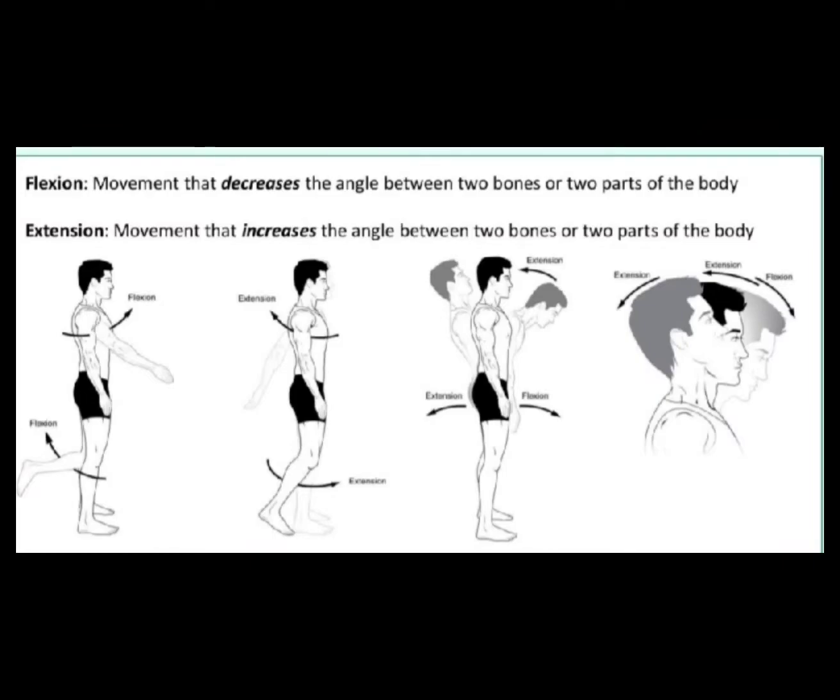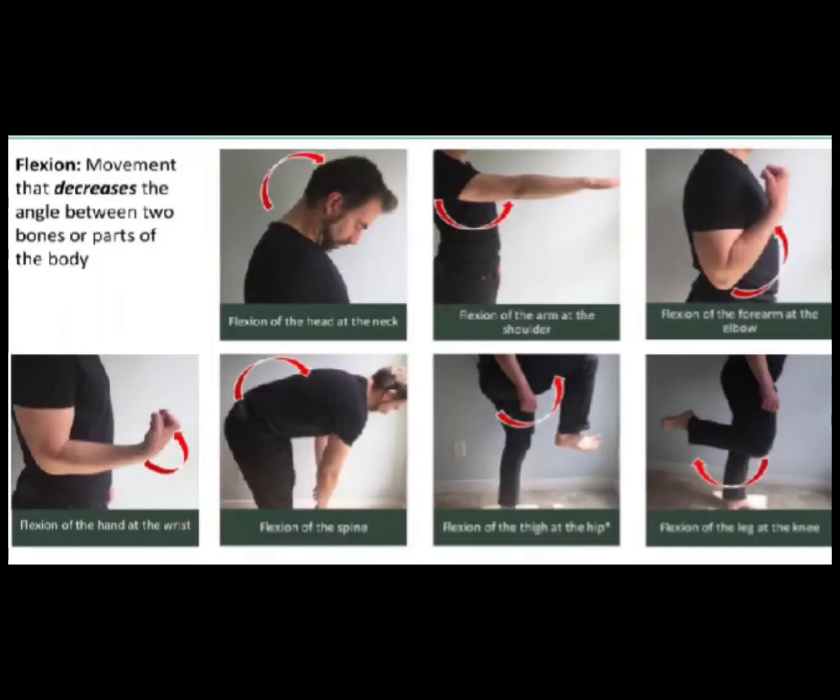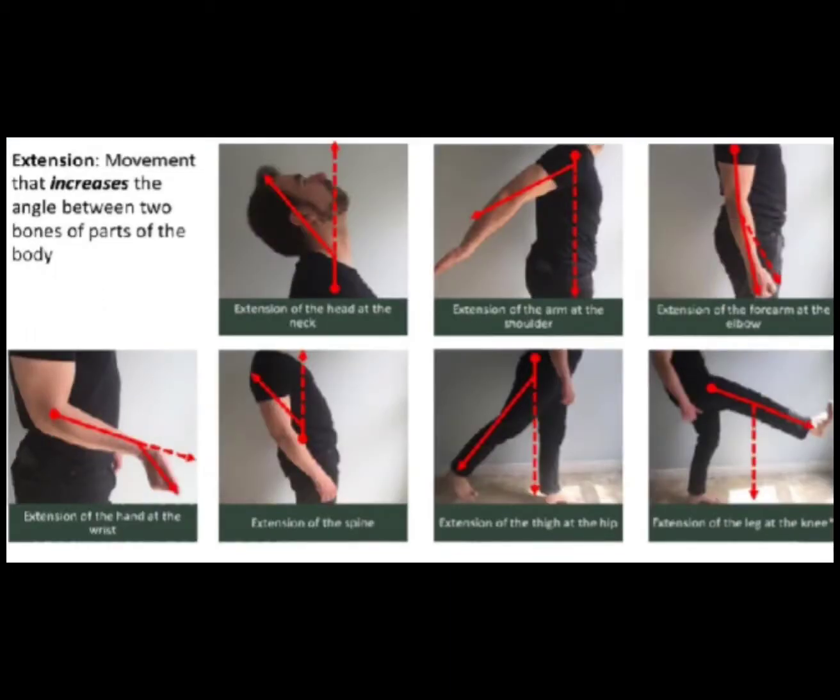This picture is an example of flexion and extension. The plane of movement is the sagittal plane, where it happens at the neck, arm at the shoulder, forearm at the elbow, hand at the wrist, digits, spine, thigh at the hip, and leg at the knee. This photo also demonstrates flexion of the leg at the knee. Can you see it? This photo demonstrates flexion of the thigh at the hip and extension movement.